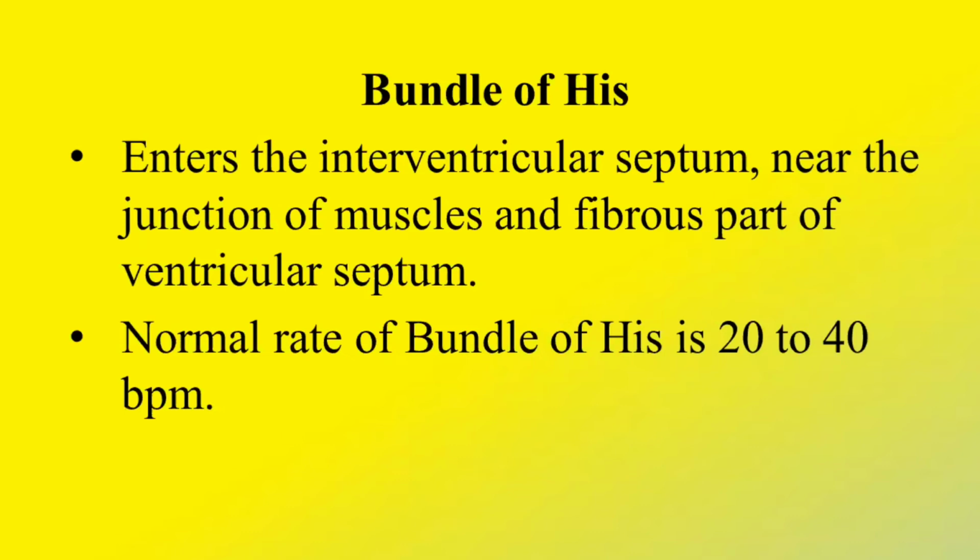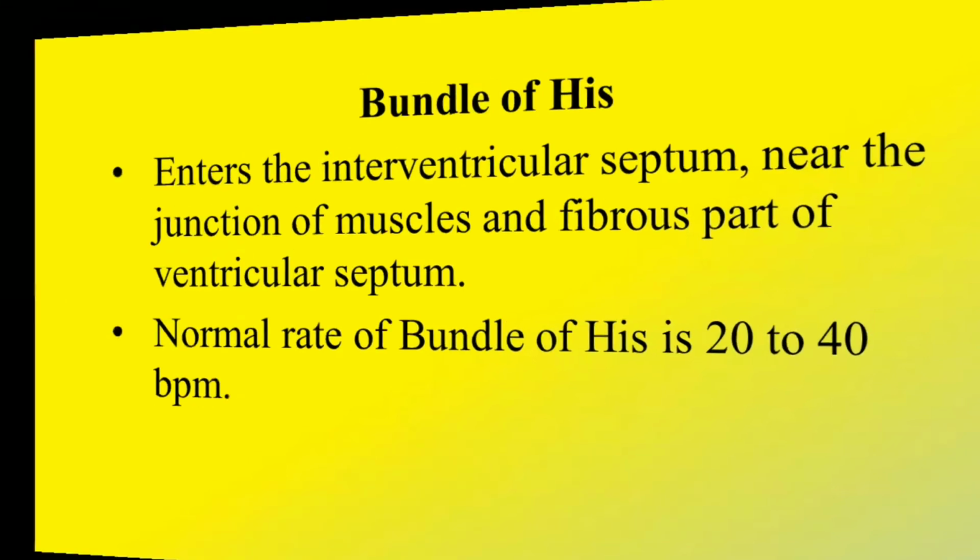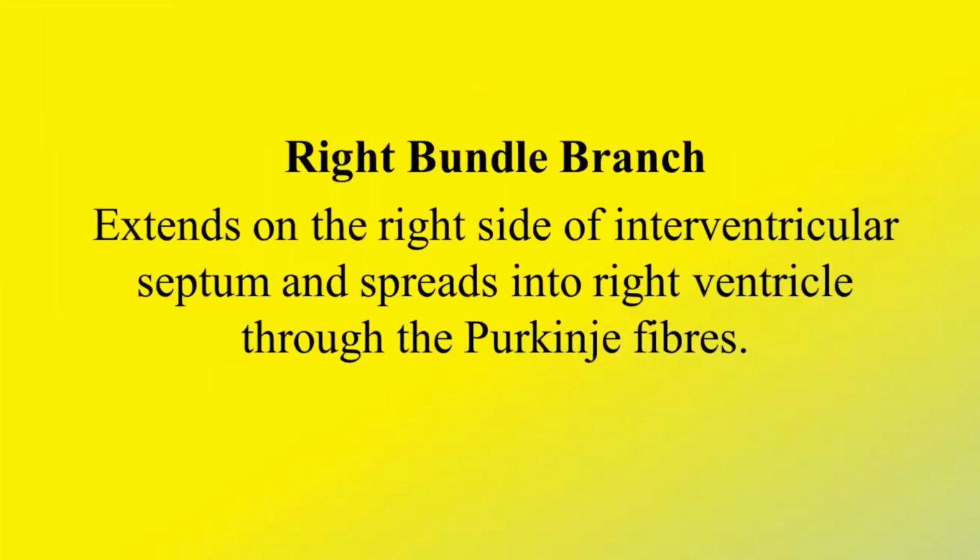When there is an atrioventricular block, what happens? Bundle of His can initiate cardiac impulse and perform as a pacemaker. Normal rate of bundle of His is about 20 to 40 beats per minute. Bundle of His is now divided into the right bundle branch and left bundle branch.